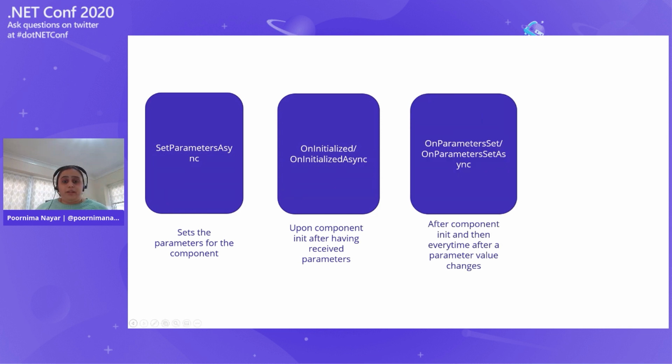The third one is OnParametersSet. Whenever the parameters change for a component, this method kicks in. It usually kicks in after OnInitialized, but thereafter it kicks in every time the parameters change. Same as before, if you have a component refresh, if a parent component refreshes a child component, the OnInitialized method is skipped in that scenario. And in such instances, the OnParametersSetAsync method kicks in after the SetParametersAsync method.